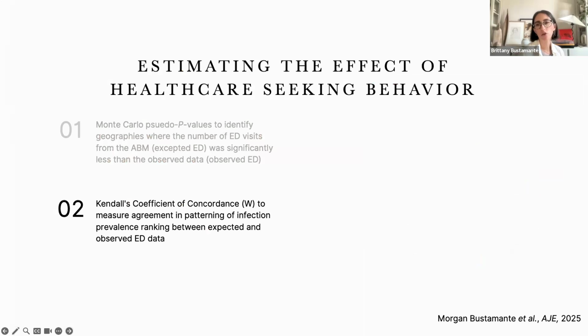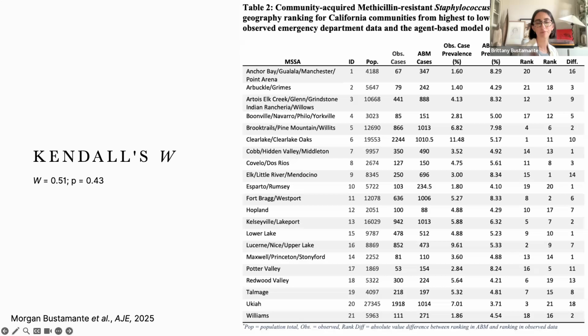So then I used Kendall's coefficient of concordance to measure agreement and qualitative patterning of infection prevalence. And this is a method that's usually used for inter-rater reliability in surveys and in systematic reviews and things. But I adapted it to basically answer this question: maybe the ABM didn't quite get the magnitude of infection presenting in the emergency departments the same as what I saw in the empirical data. But if I were to just rank these from highest prevalence to lowest prevalence, did it get that ranking or that patterning right? Is there agreement there?